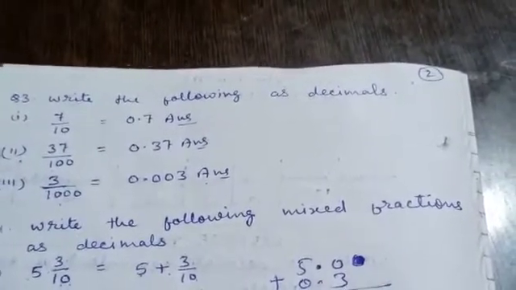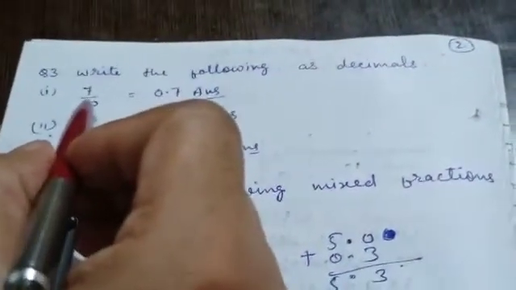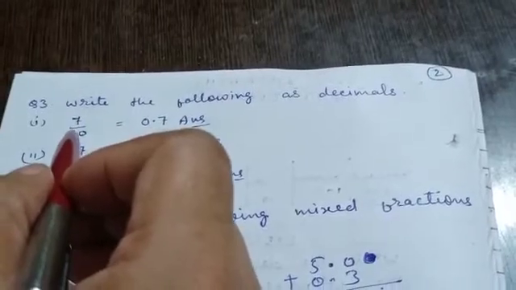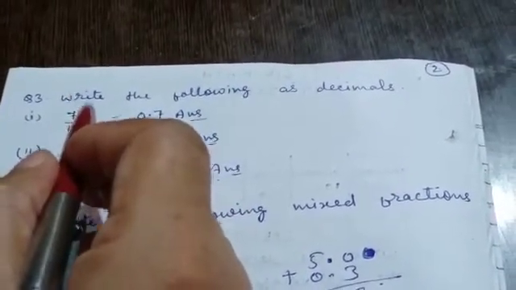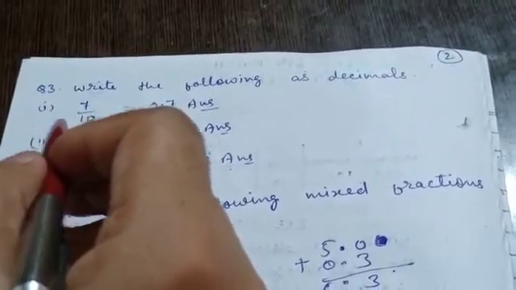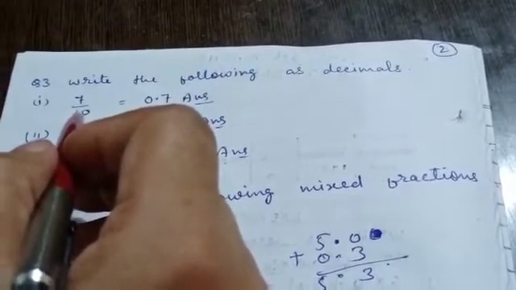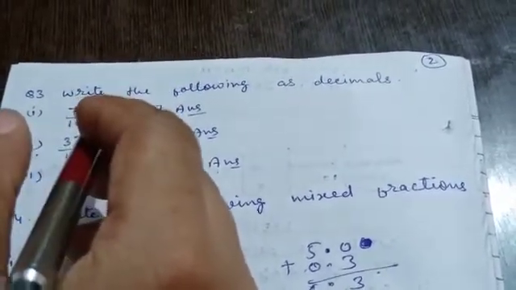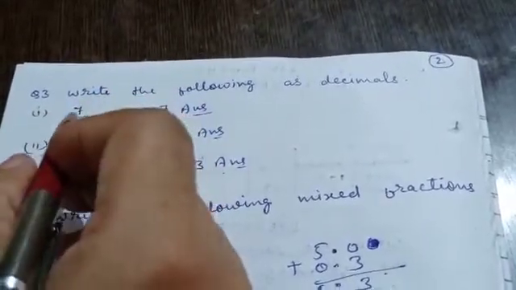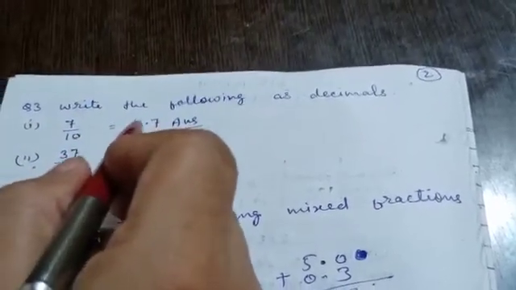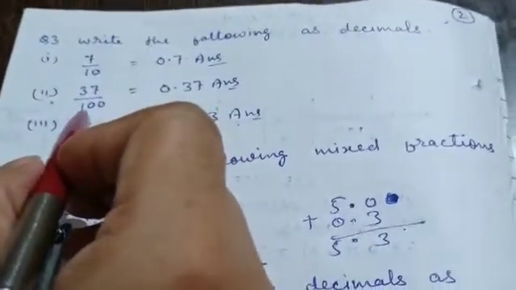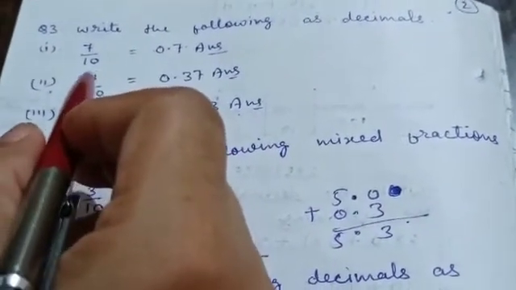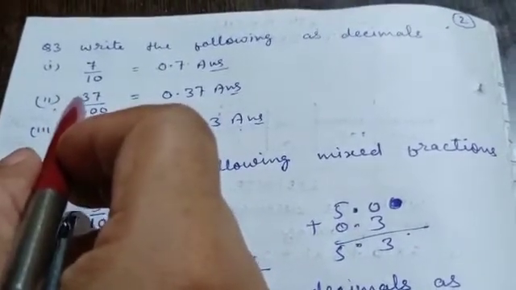Write the following as decimals. Again 7 by 10. As I told you, when you divide any number by 10 or a multiple of 10, the decimal will shift as many places as there are zeros in the denominator. The decimal will always move to the left. So 10 is given, so it will be 0.7. One place the decimal will move. Here 37 by 100. It means the decimal will move left by 2 places. So 0.37 will be your answer.